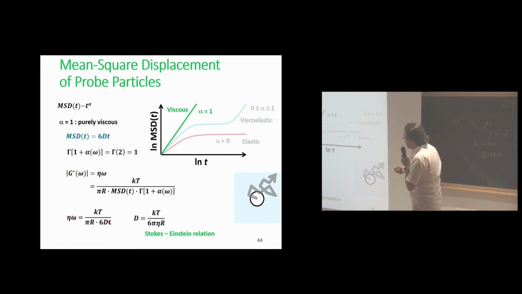Okay, so in the case of a purely viscous medium, you have a slope of 1, alpha equals 1, for the whole time range, so the gamma function of 2 is 1. And then the complex viscosity equals the viscosity multiplied by omega. And here you have 1, and the MSD should be 6Dt. So this way you can find D equals kT over 6 pi eta r. So this is the normal Stokes-Einstein relation.